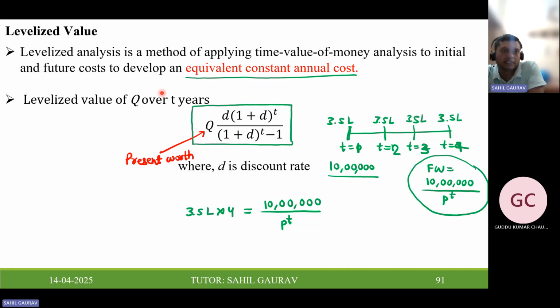So you can correlate with what we have nowadays, a SIP, a systematic investment plan. In SIP, you have the choice to invest daily, monthly or yearly, but here they are talking about yearly. So you have to choose yearly, meaning you have an equivalent constant annual cost such that it will give that amount of money for a given discount rate.